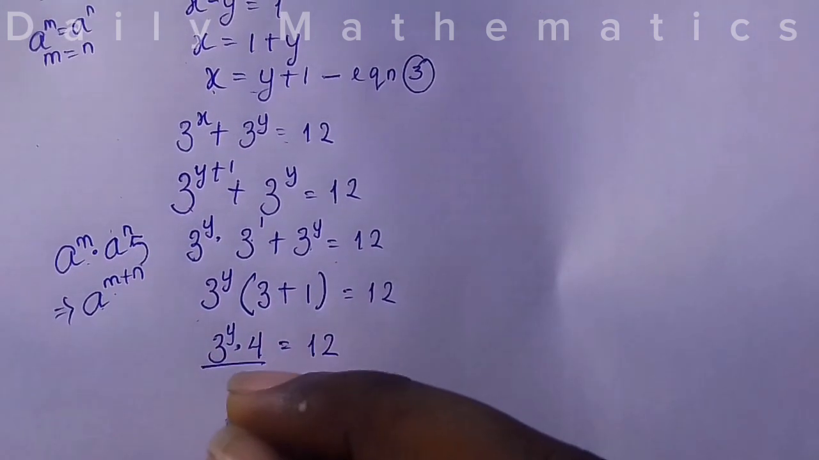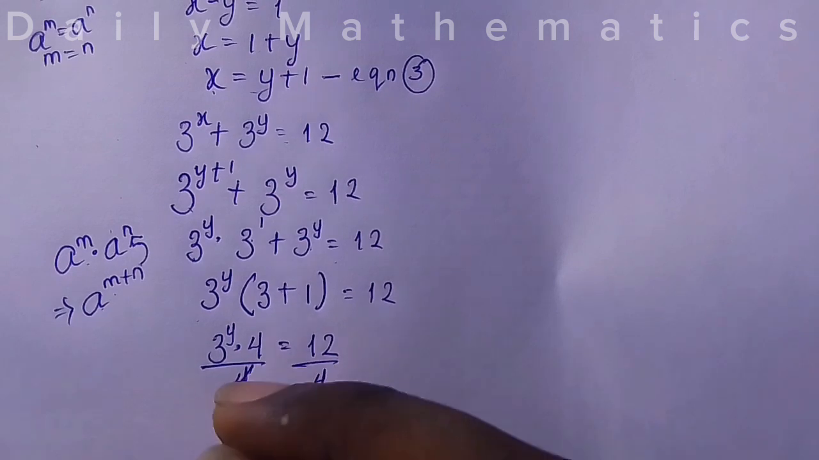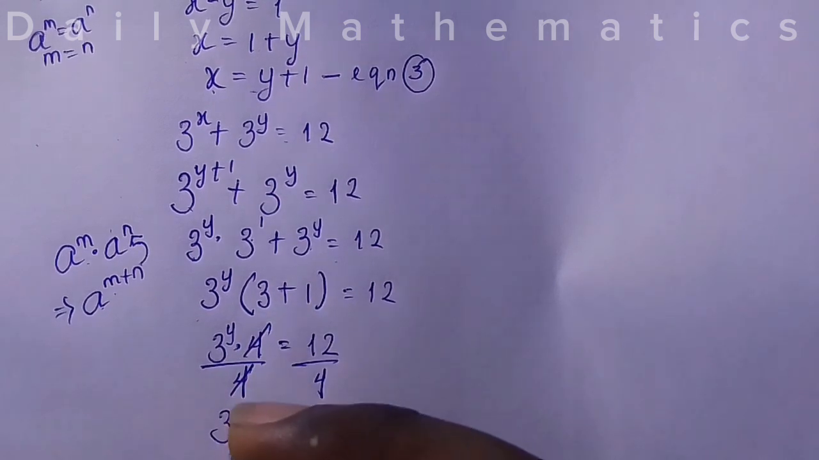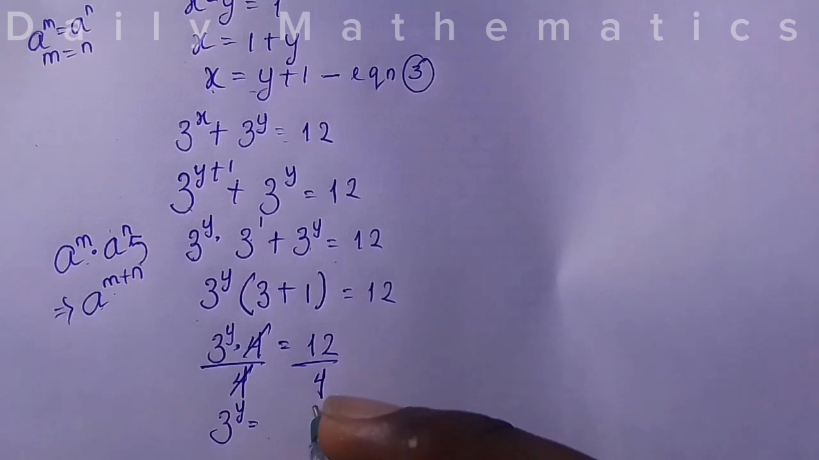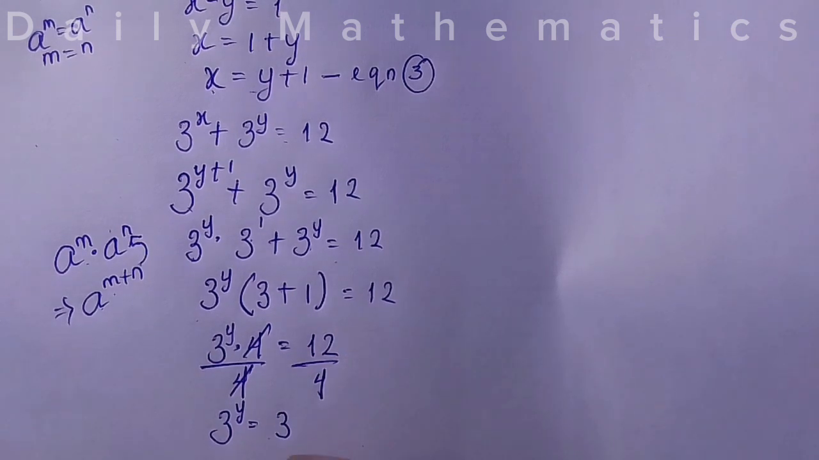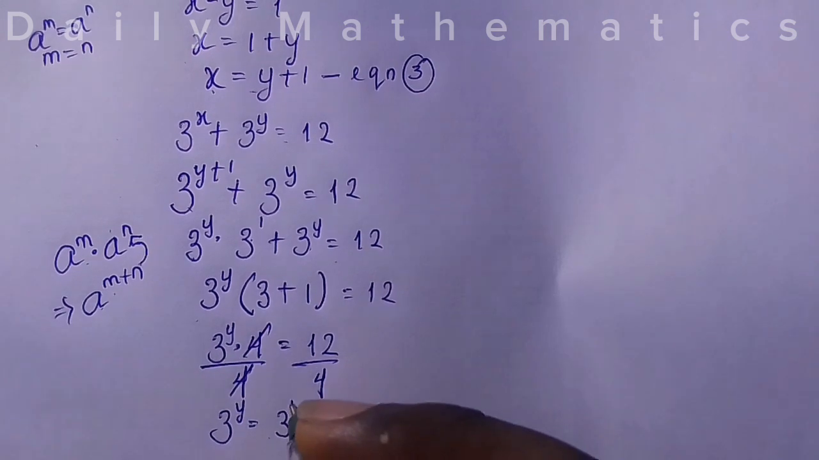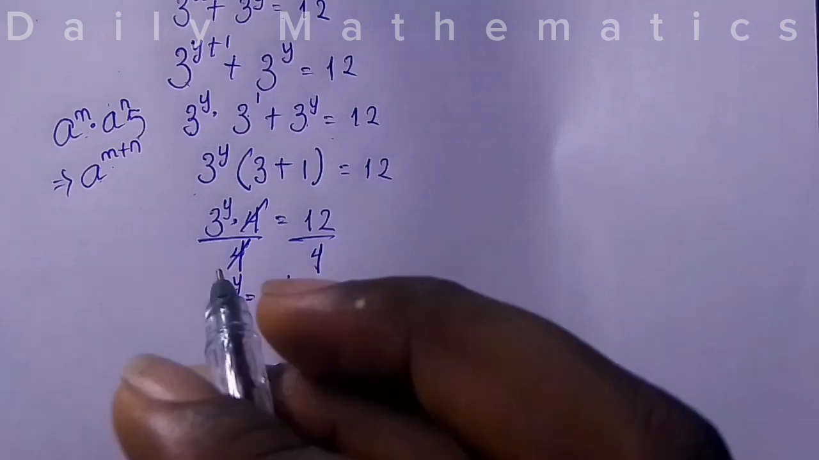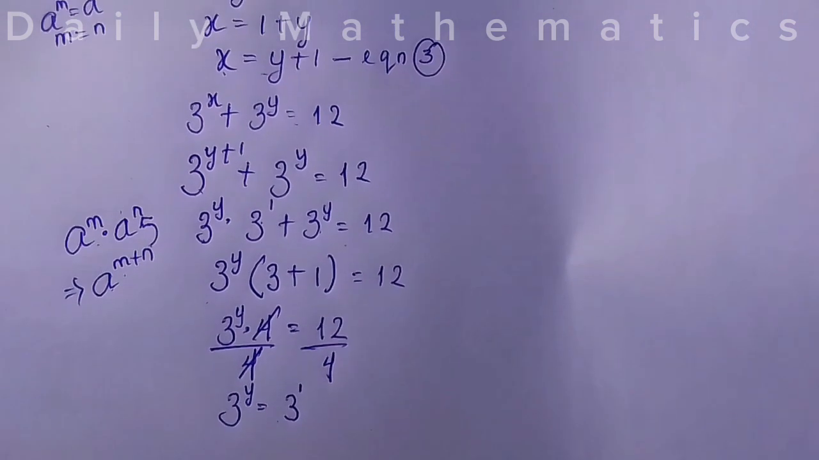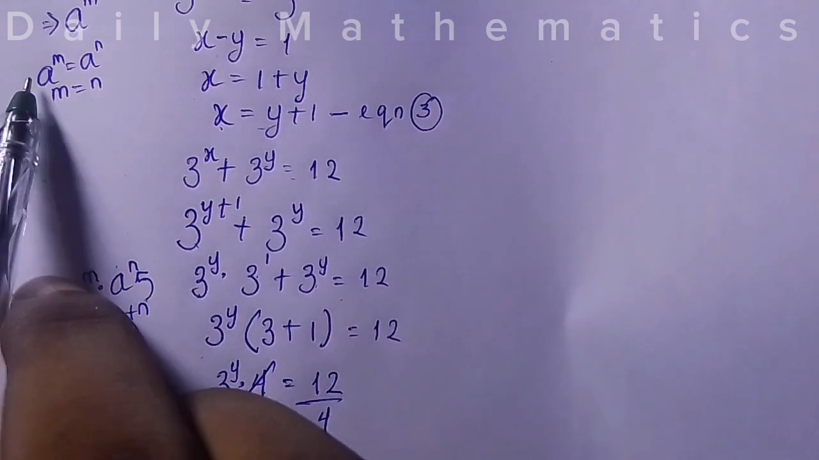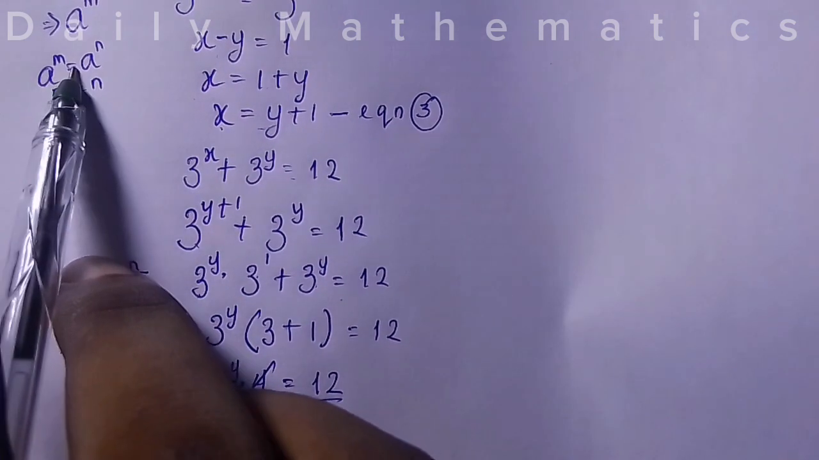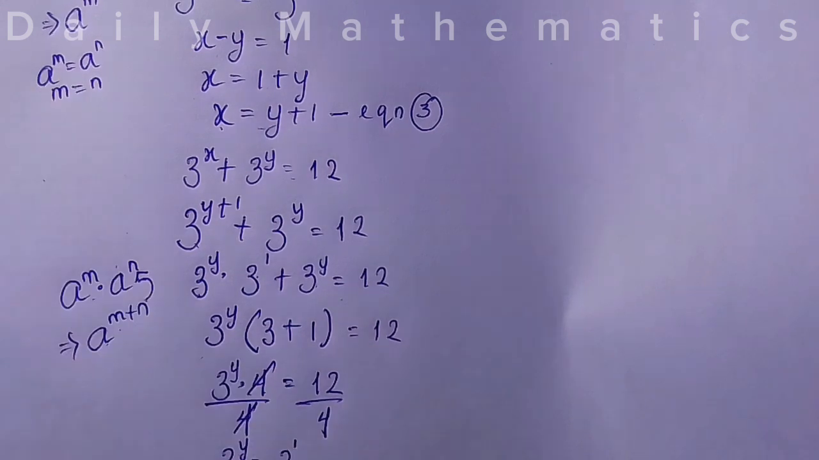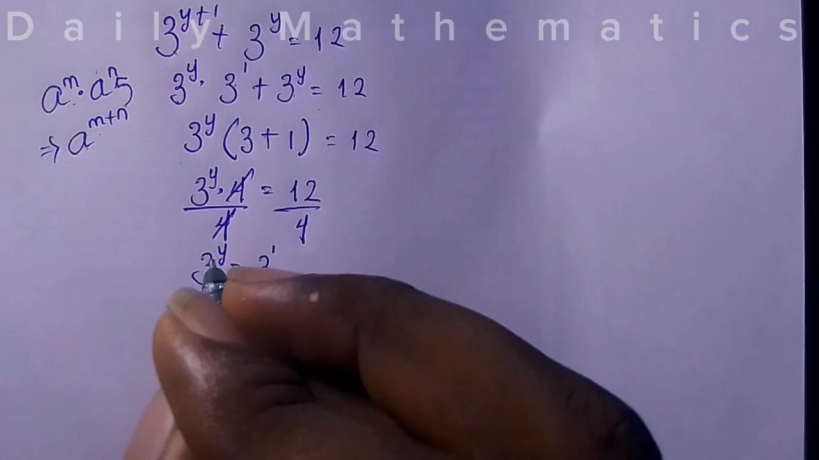So from here, what's the next thing? We divide both sides by 4. 4 cancels 4. You have 3 raised to the power of y equals 12 divided by 4, which is 3, and that can also be written as 3 raised to the power of 1, right? So from here, what's the next thing to do? Remember, I told you that when we have the same base and there is an equal sign in the middle, we equate the powers. So from here, we will equate the powers.